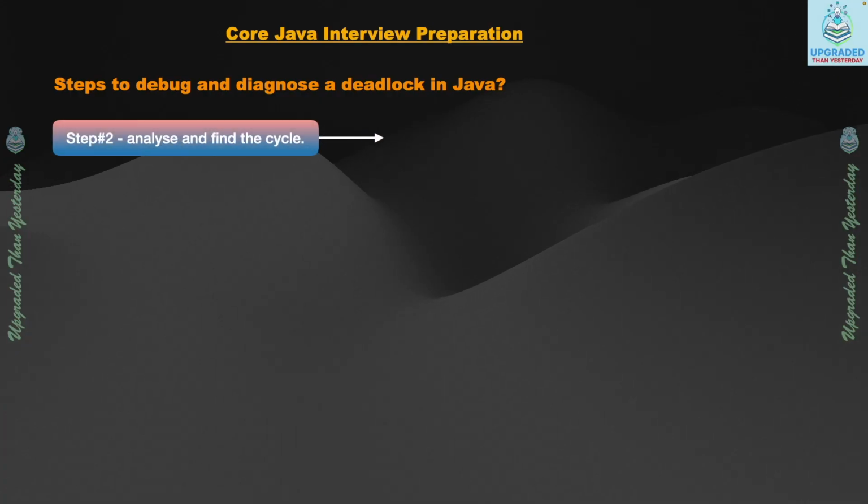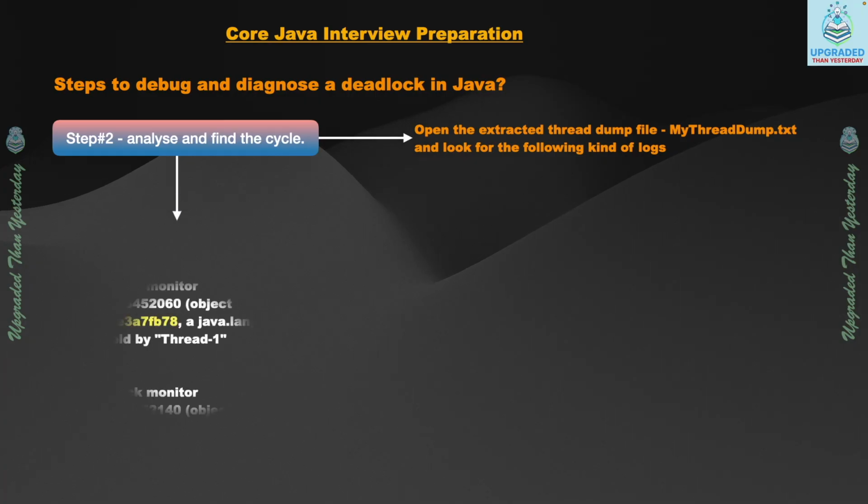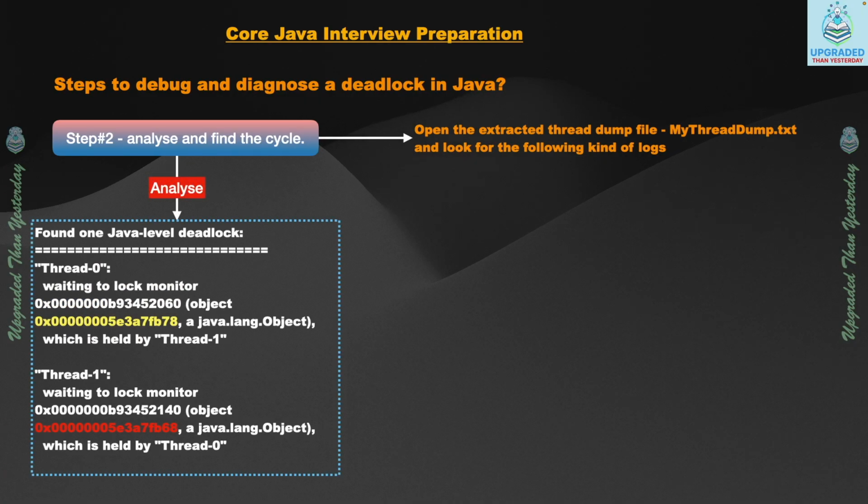Now there are two steps we need to follow. First is analyze and second is find the cycle. Let's discuss the analyze step. If we open the dump file, there will be a block with the header "Found one Java-level deadlock". Also it will print the hash code of the object and the name of the class.